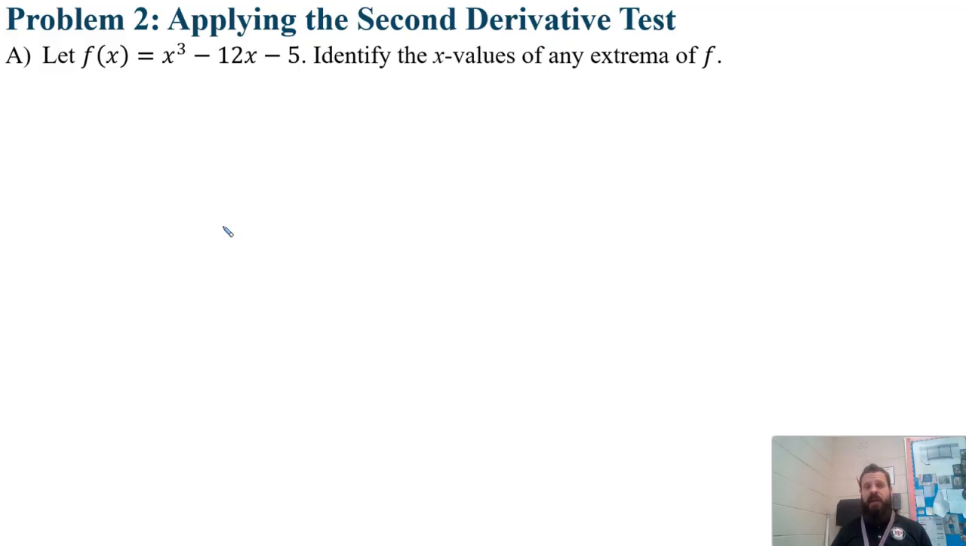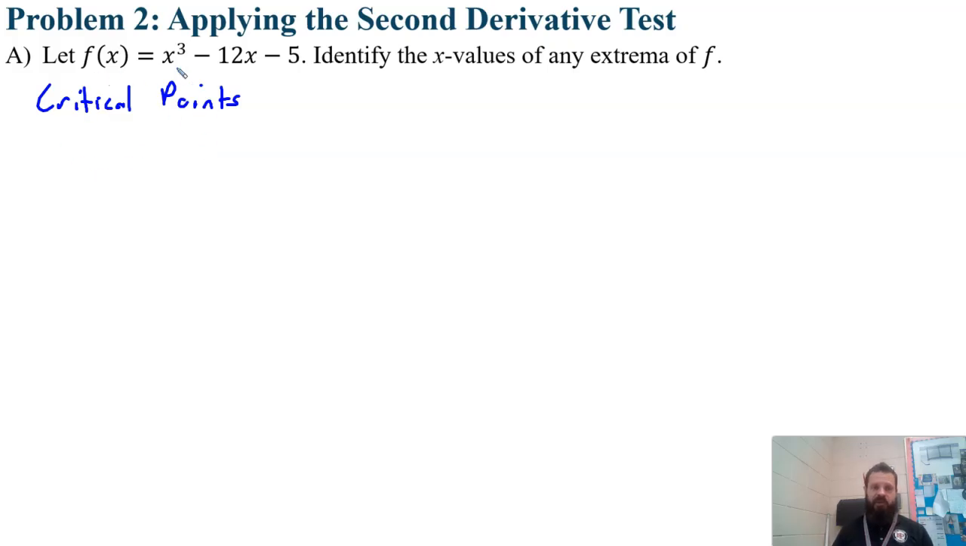Let's look at some examples of applying the second derivative test. Problem 2 part A says let f of x equal some polynomial. We want to identify the x values of any extrema of f. In other words, find the mins and maxes. Two steps for that. Step 1, we'll find the critical points, and those are going to be the points where the derivative is either equal to 0 or does not exist.